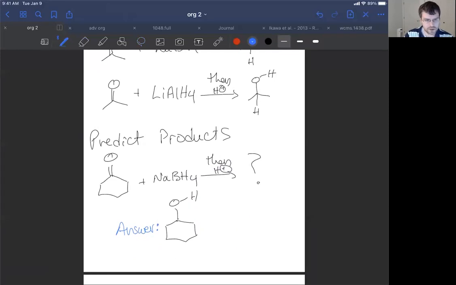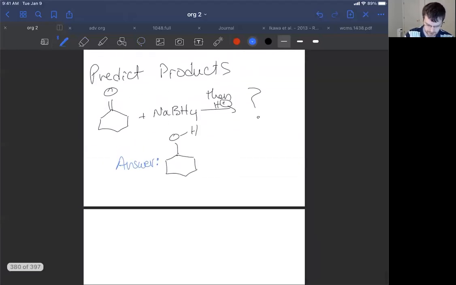Okay, so I've introduced two new reagents. Let's ask the question, how does this work? Oh, sorry, I didn't mean to jump so far ahead there.